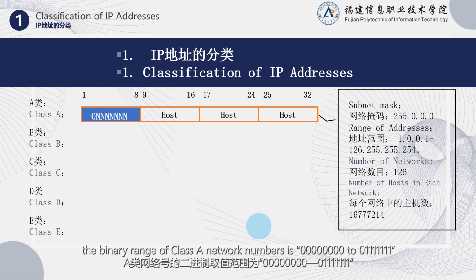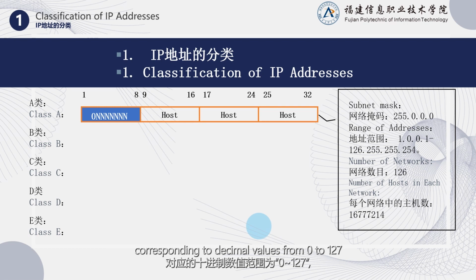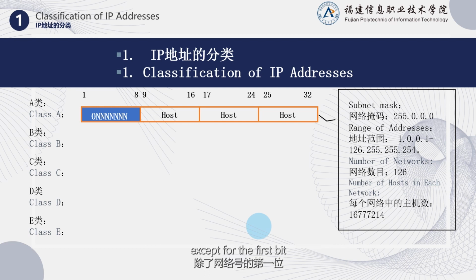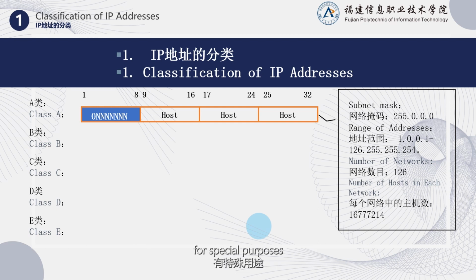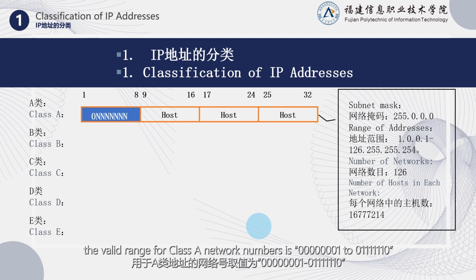00000000 to 01111111, corresponding to decimal values from 0 to 127. According to IP address conventions, except for the first bit, which is always 0, the remaining 7 bits can be either all 0s, 00000000, or all 1s, 01111111, for special purposes.